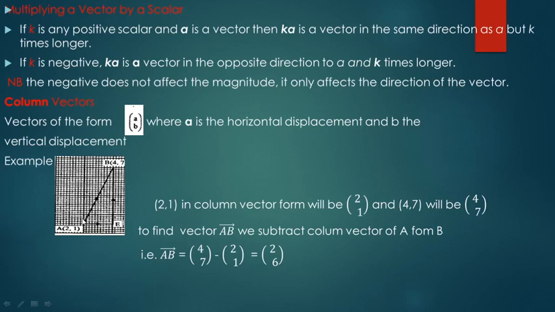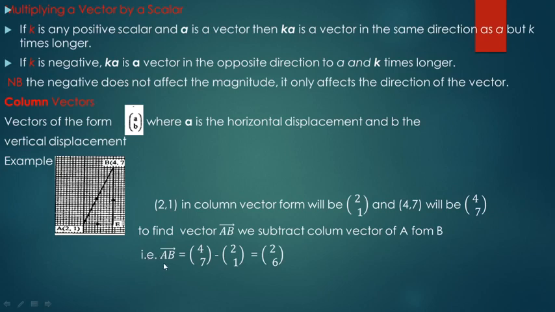If you are finding AB, you subtract the column vector of A from B. And if it is BA, then it will be the column vector of A minus that of B. I hope you understand that. If you are asked to find the AB vector, it will be B minus A. If it is BA, it will be A minus B.